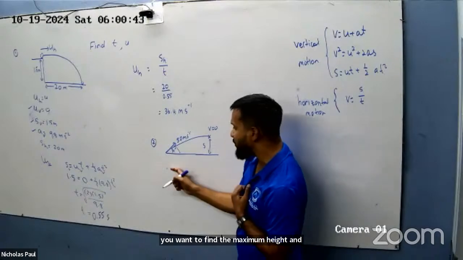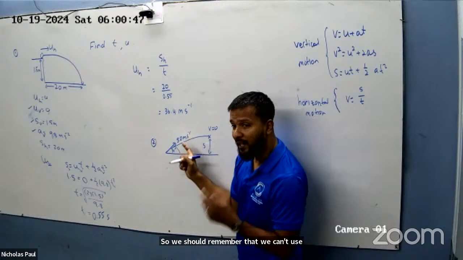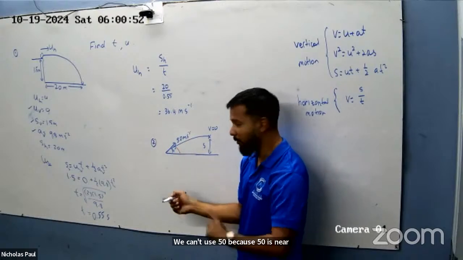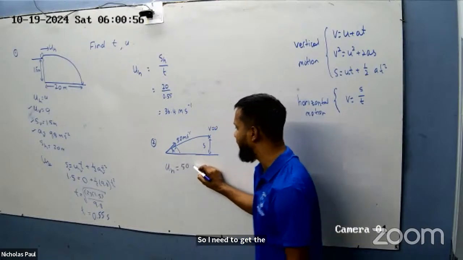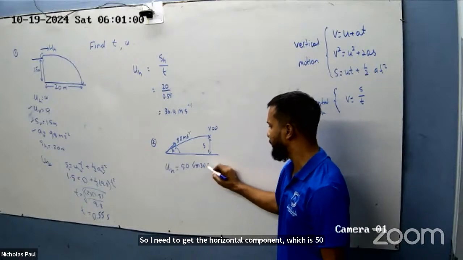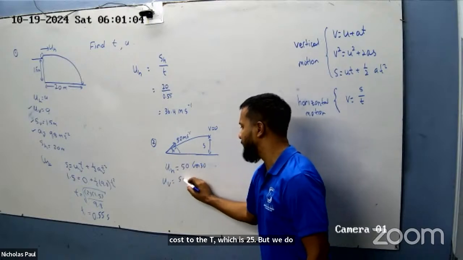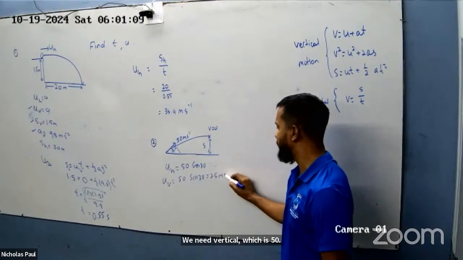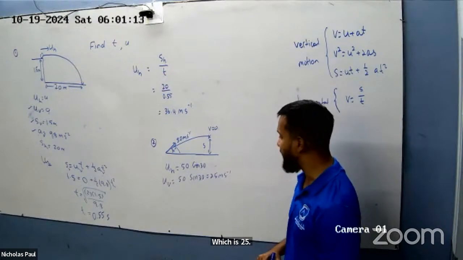So we should remember that we can't use 50. Why? Because 50 is neither horizontal nor vertical, right? So I need the vertical component. We don't need the horizontal one, which would be 50 cos 30. We need the vertical, which is 50 sin 30, which is 25. Okay? So it's 25 meters per second.